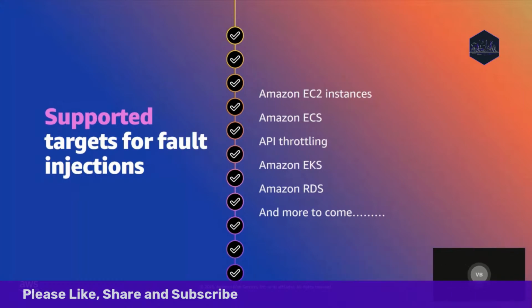So services that you can define as targets for your fault injection: Amazon EC2 instances, ECS, which is your container service for Docker containers. You can define fault injections for API throttling, for Amazon EKS, which is your Kubernetes service, or your Amazon RDS, which is our relational database service. More will come, like I said, depending on what the customers are actually asking for. Customer feedback drives a lot of what we do here at AWS. So more will come based on customer feedback, but that's what we have for now, and that's what you can inject your faults into.